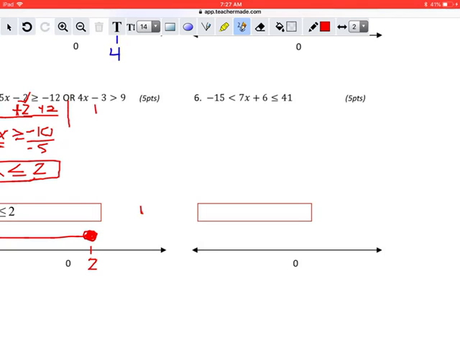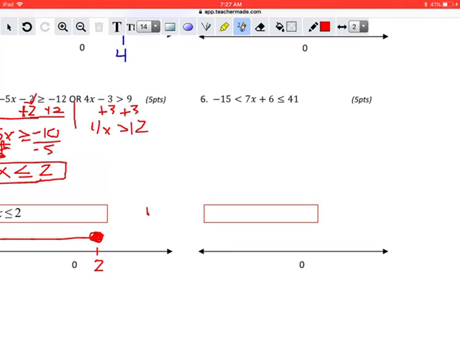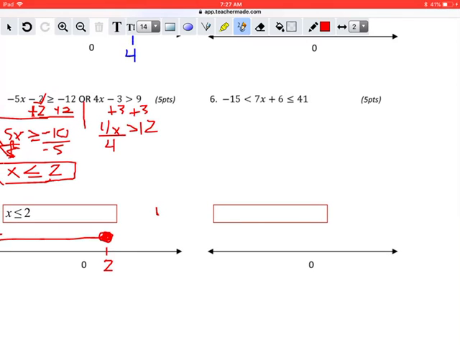All right, so on the other side, I need plus 3. So 4x greater than 12. Divide by 4. And I get x is greater than 3. So this is an or situation, so I got to just graph both of them.